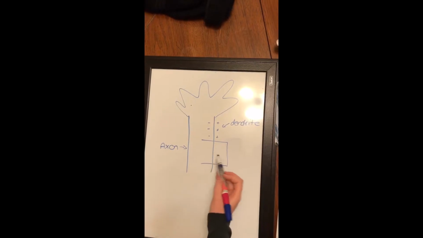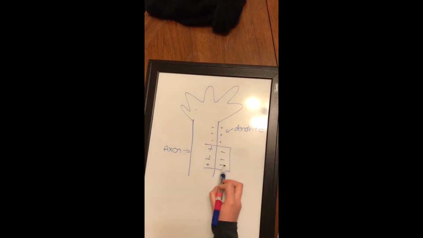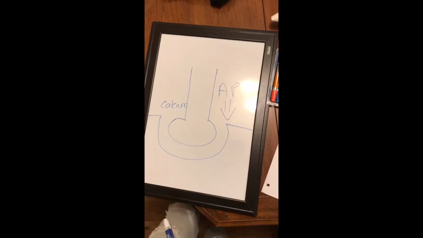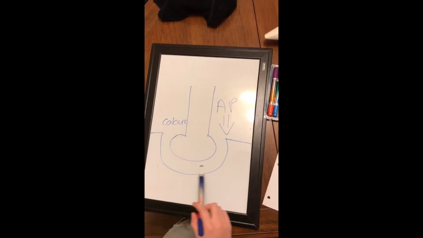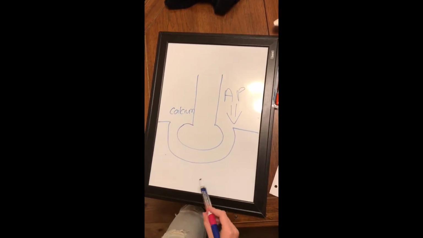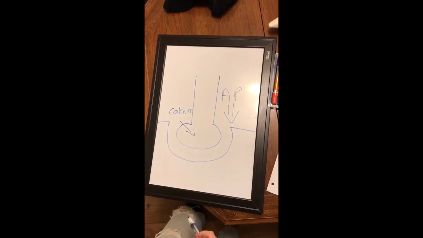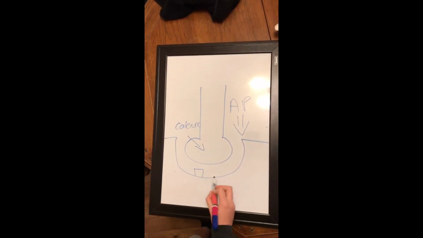So when the sodium goes in, it turns positive on the inside and negative on the outside. And this continues to travel down the axon. Then, the action potential continues to run down the axon until it gets to the neuromuscular junction. Here, calcium will rush in. Then, acetylcholine gets released and binds to acetylcholine receptors.